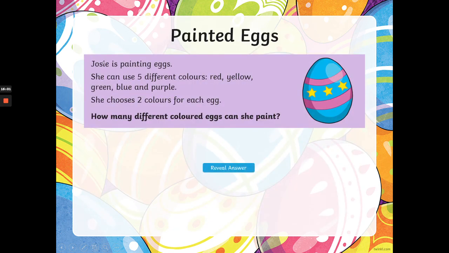So painted eggs. Josie is painting eggs. She can use 5 different colours: red, yellow, green, blue, and purple. She chooses 2 colours for each egg. How many different coloured eggs can she paint? Okay, so again, use this information here. So remember, she chooses 2 colours for each egg. So how many different coloured eggs can she paint? How many different eggs could you get altogether? Okay, so use the information, think carefully, and come back to me once you think you've figured out the answer to this question here. Off you go.